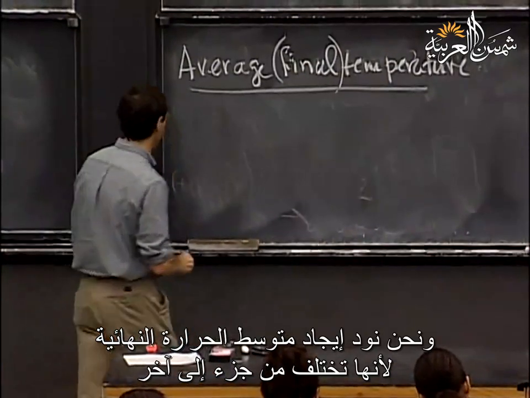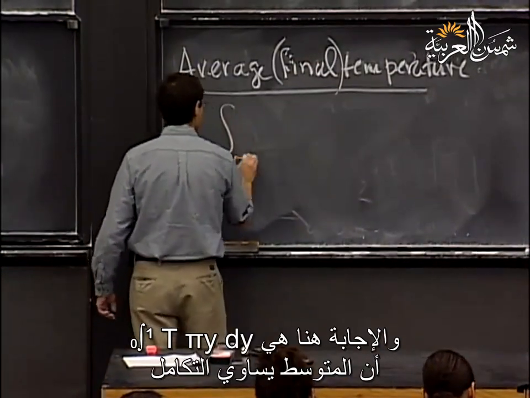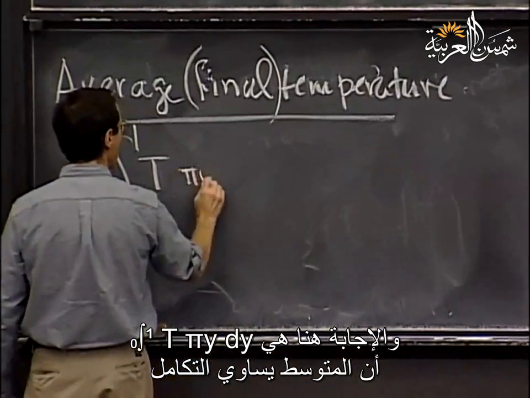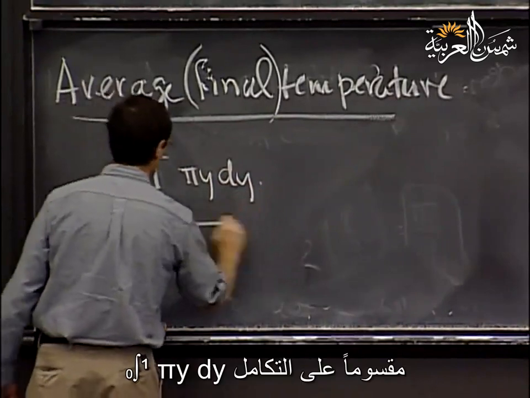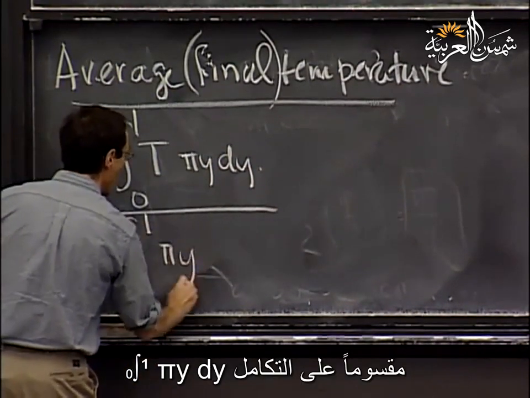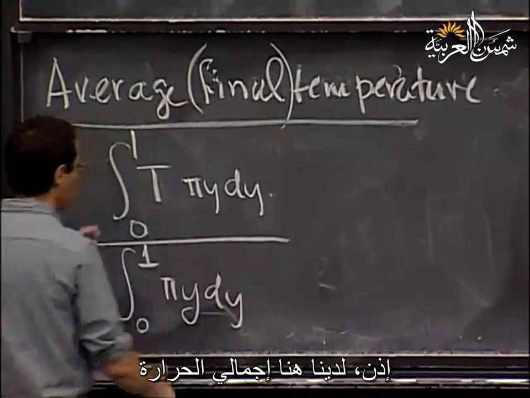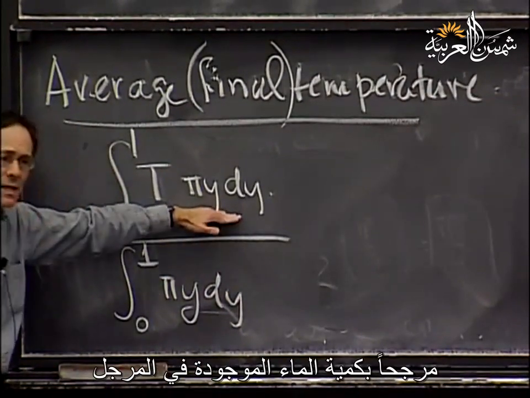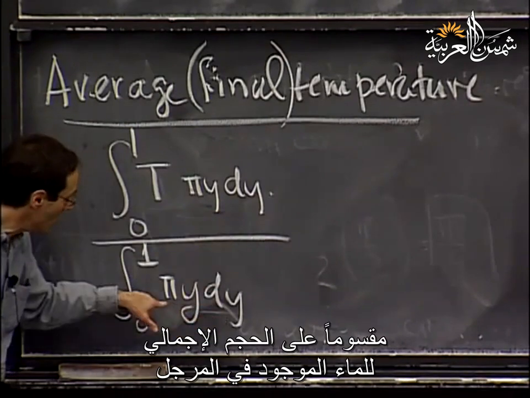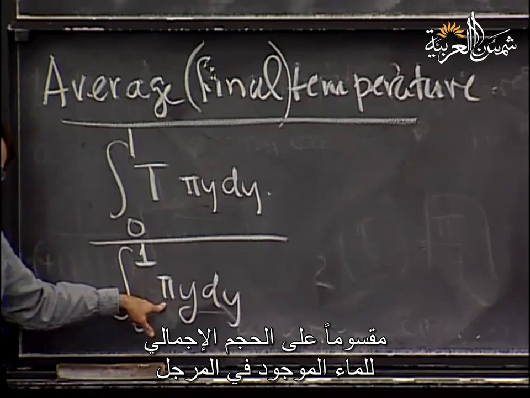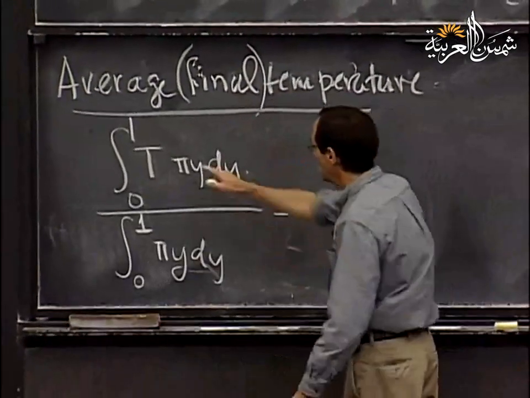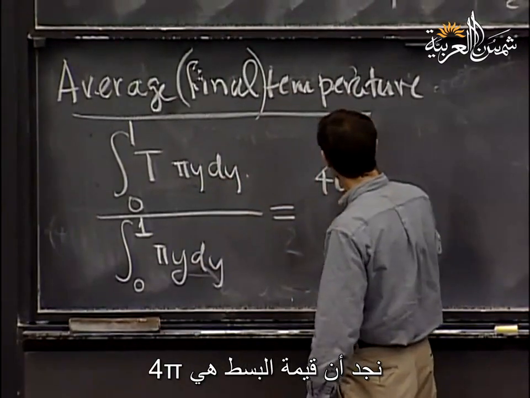The average final temperature is, individually the temperatures are different. And the answer here is the integral from 0 to 1 of t times pi y dy divided by the integral from 0 to 1 of pi y dy. So this is the total temperature weighted appropriately to the volume of water that's involved at that temperature, divided by the total volume of water. And we computed these two numbers. The number in the numerator is what we called 40 pi.